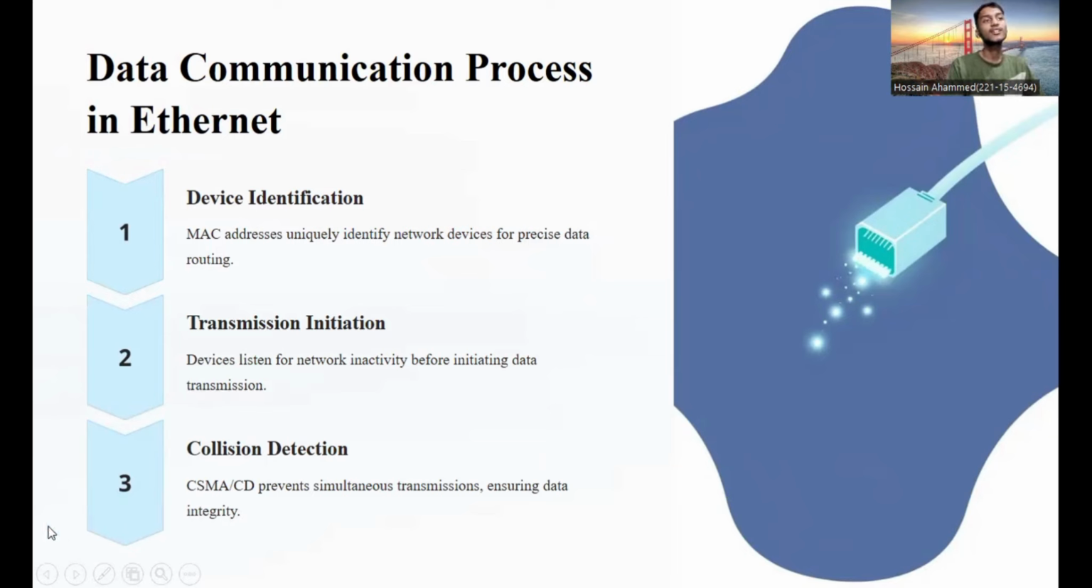The third one is collision detection. Collision detection works by checking whether there are any collisions or simultaneous transmissions, and by using this it ensures data integrity.